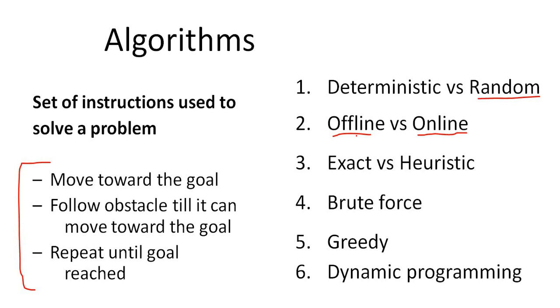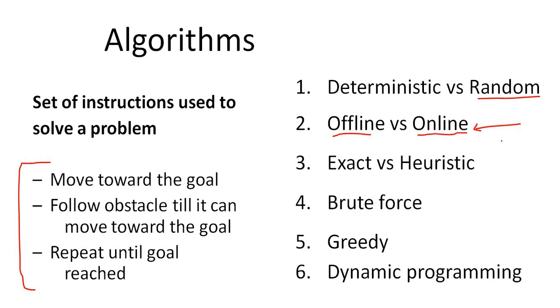Okay. In the opposite of this offline, we have online algorithms, and online algorithms get their input while they are running. For example, a robot is moving through the environment, and also it's getting the map of the environment. Meanwhile, the algorithm is running and the robot is moving, so both things are happening at the same time. So this is online algorithms.